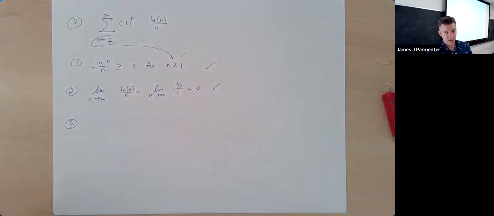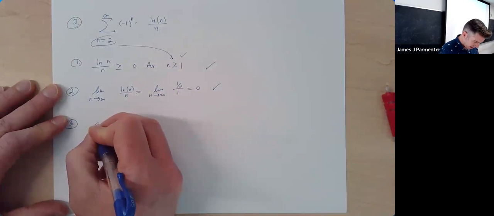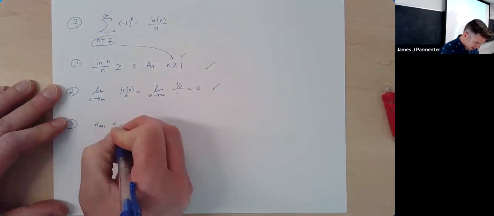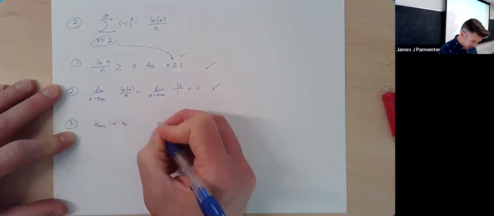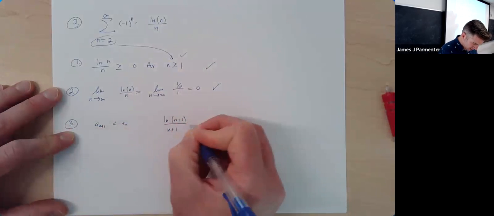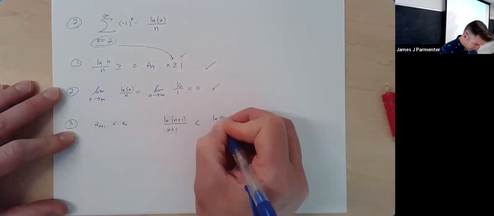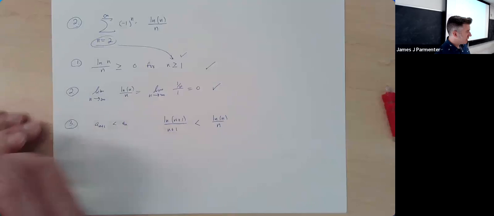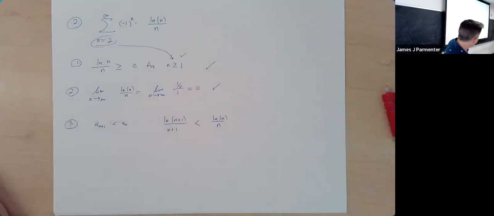So one option, which is usually not the option you want to use, is to show that a sub n plus 1 is less than a sub n by showing that the natural log of n plus 1 over n plus 1 is less than the natural log of n over n. And this is not a cakewalk. Doing this is actually relatively challenging. It can be done. I'm happy to show you all how to do it if you would like to see it.